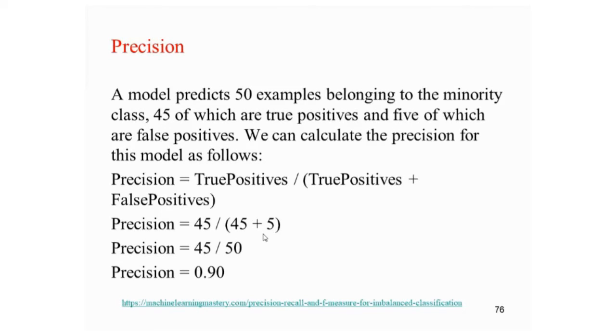So suppose you have two classes, minority and majority class, and we have some sample of the data points. Suppose your model predicts 50 examples belonging to the minority class, 45 of which are true positive and 5 of which are false positive. Then how will you calculate the precision? You just put it in the formula and you will get the value 0.9.